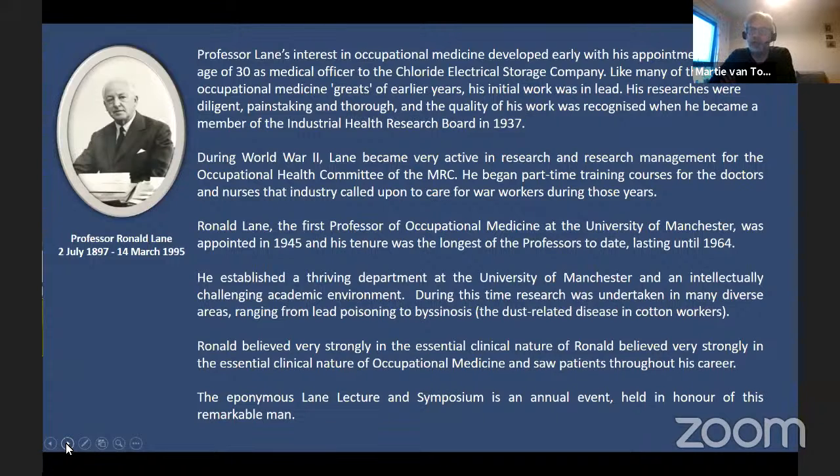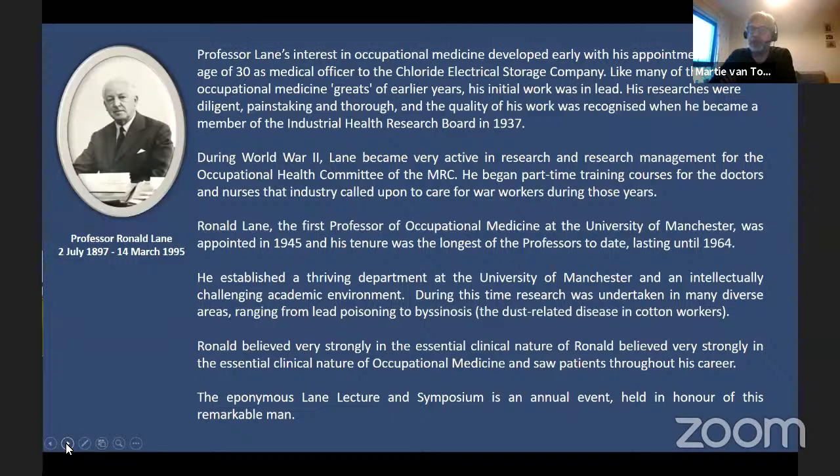For those of you who do not know who Ronald Lane was: he was a professor in occupational medicine, appointed as the first professor in occupational medicine at the University of Manchester in 1945, and was the longest-serving professor to date at the university. His tenure was until 1964, which incidentally is the year I was born. He established a really strong department at the University of Manchester, and did a lot of work on the effects of exposures to lead, but also on the effects of dust experienced by cotton workers, which was obviously very topical in the Manchester area.